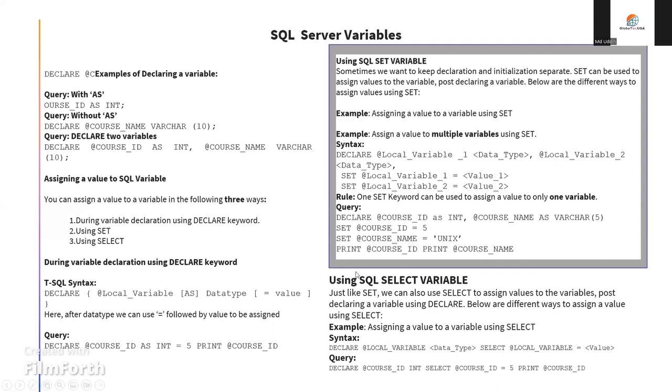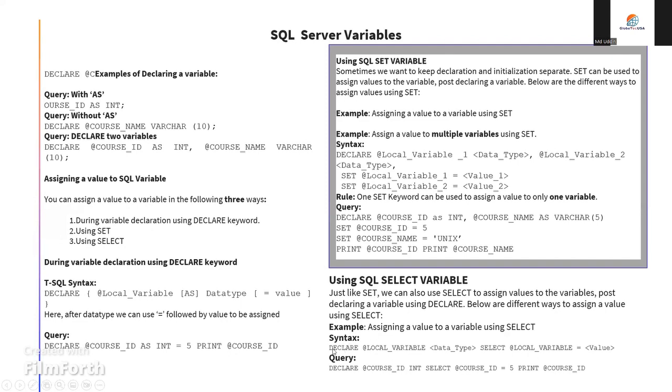And also you can use it with a select command. So first we saw the declare command, how to declare local variables. Then we saw using the set command to declare a variable. Now we can see the select command to declare local variables.